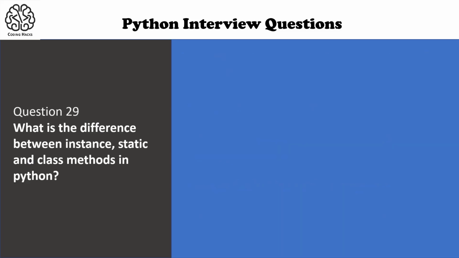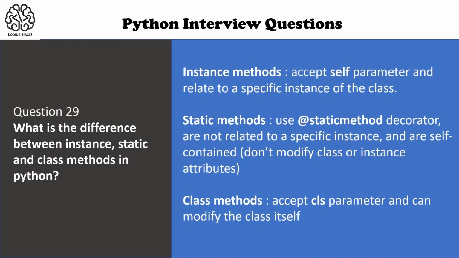Our second last question is, what is the difference between instance, static and class methods? Instance methods accept the self parameter and relate to a specific instance of a class. Coming to static methods, they make use of the staticmethod decorator. If we talk about class methods, then they accept the cls parameter and can modify the class itself.